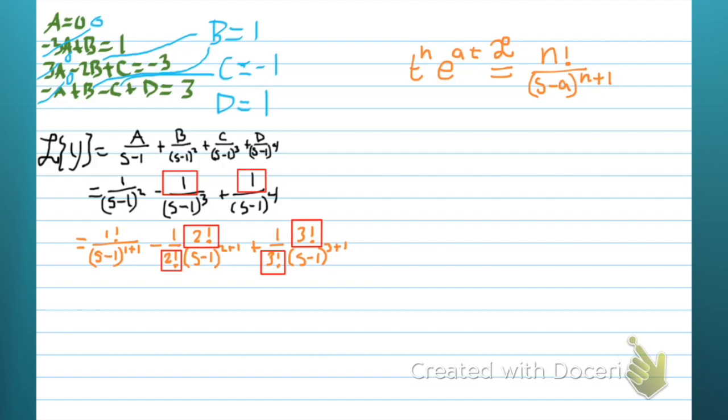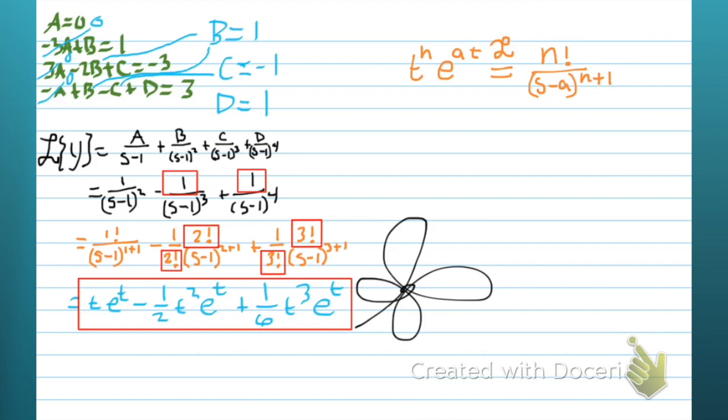Now that I have it written in the form, I can match my pieces up. So that's t to the 1, e to the 1t, minus 1 over 2, t squared, e to the 1t, plus, because 3 factorial is 6, that's 1 over 6, t to the third, e to the 1t, and I'm done. Box and flower.